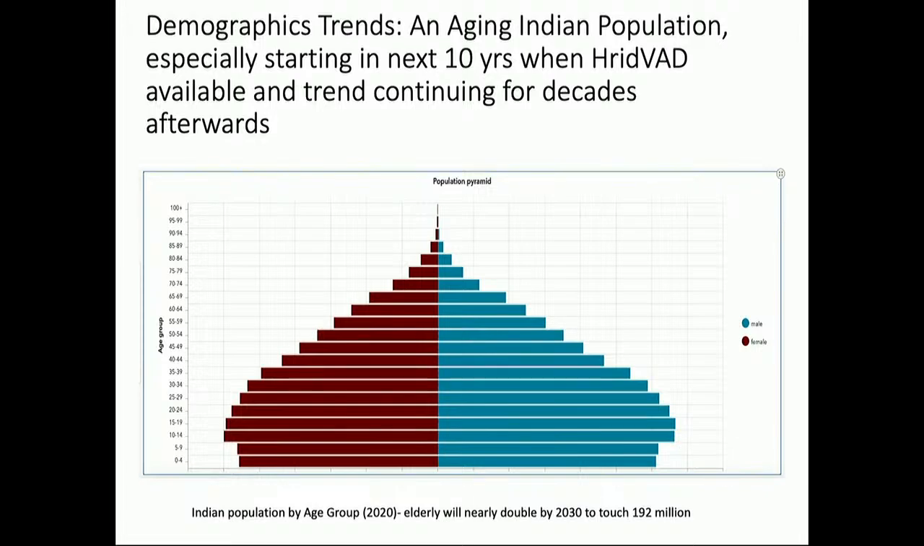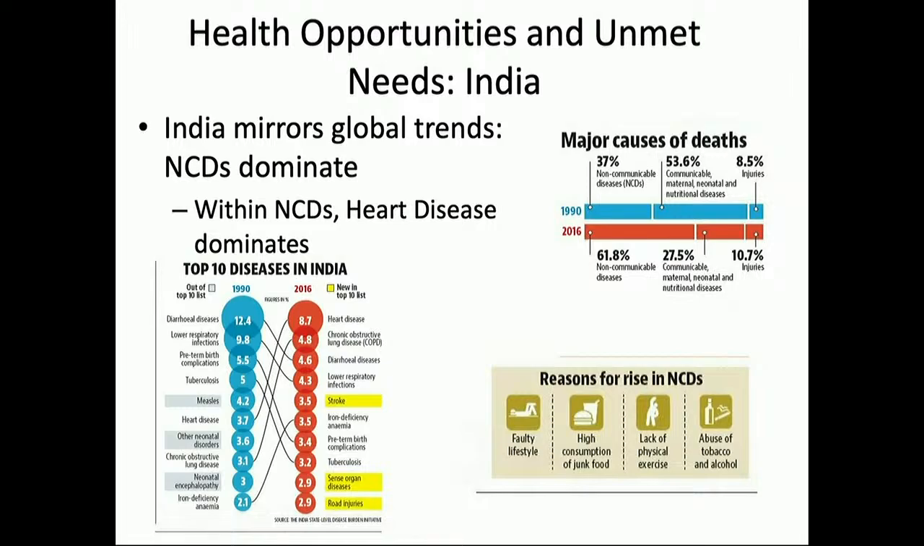You're going to have more older people supported by fewer younger people. It's already happening in China. So demographics is destiny. Health opportunities: you see the change from communicable diseases to NCDs. In 1990, diarrheal diseases were the leading killer. Now it's number 3. Heart disease, which was number 6, has quickly become the number 1 killer in India. And of course, we know the reasons for that. And I would add the environmental factor: our water quality, our air quality.